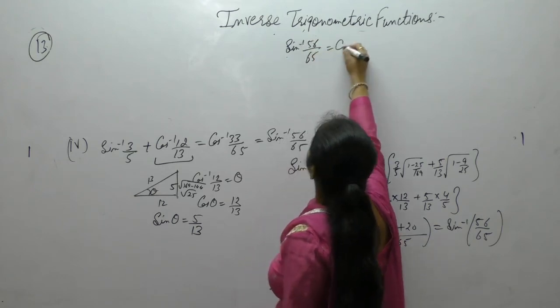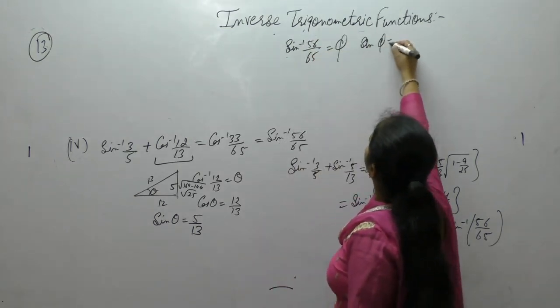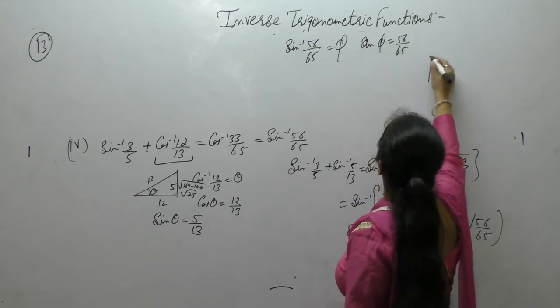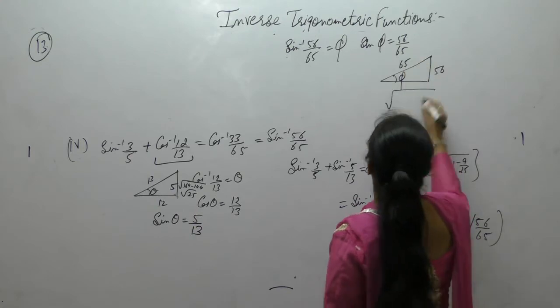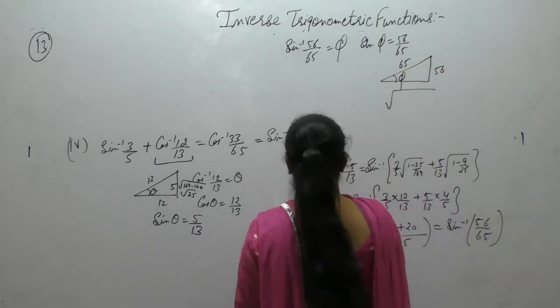By 65 is 5. So we get sine phi as 56 by 65. Let this angle be phi, with 5 as perpendicular upon hypotenuse. So we get it as 65 square.